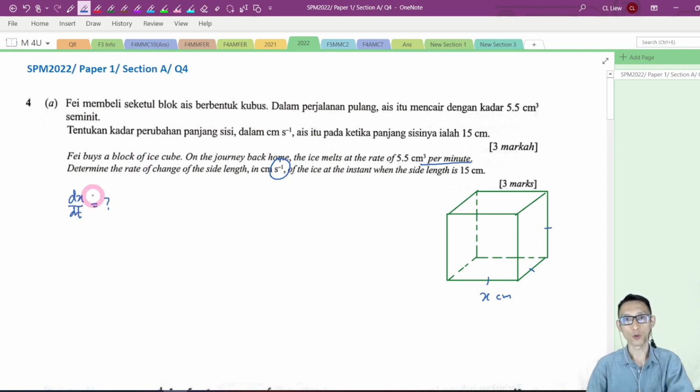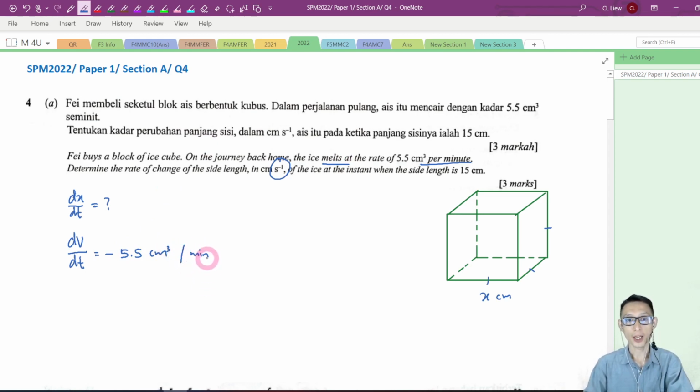And what is the information given to us? This is the rate of change of the volume of the ice cube, so it will be dV/dt. This is melt, which means that the volume of the ice cube keeps on decreasing. So I will add a negative for it. So negative 5.5 cubic centimeter per minute.